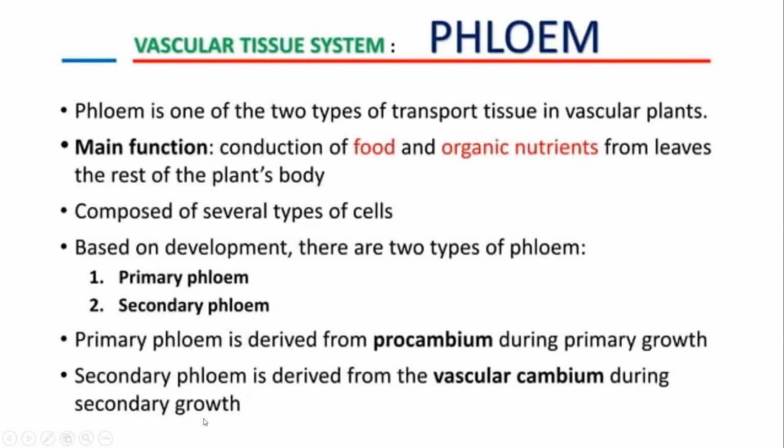In the xylem also, there are primary xylem and secondary xylem. Primary xylem is derived from the procambium and helps in primary growth, whereas secondary xylem is derived from the vascular cambium. From the vascular cambium, secondary xylem and secondary phloem are produced, and they help in secondary growth.